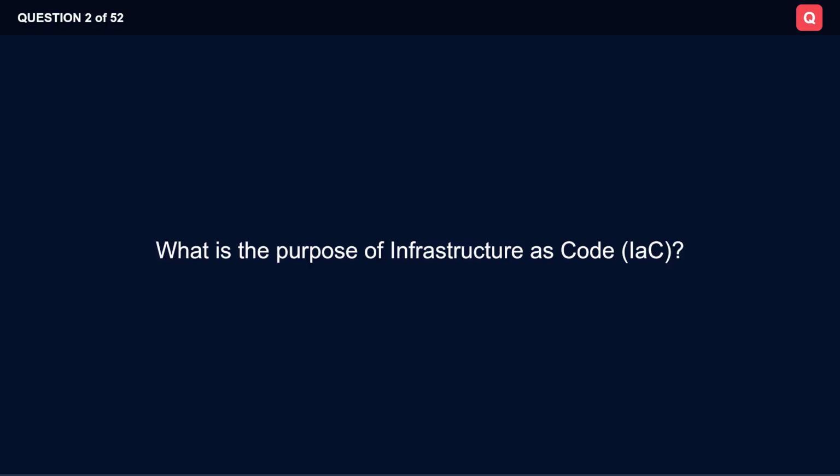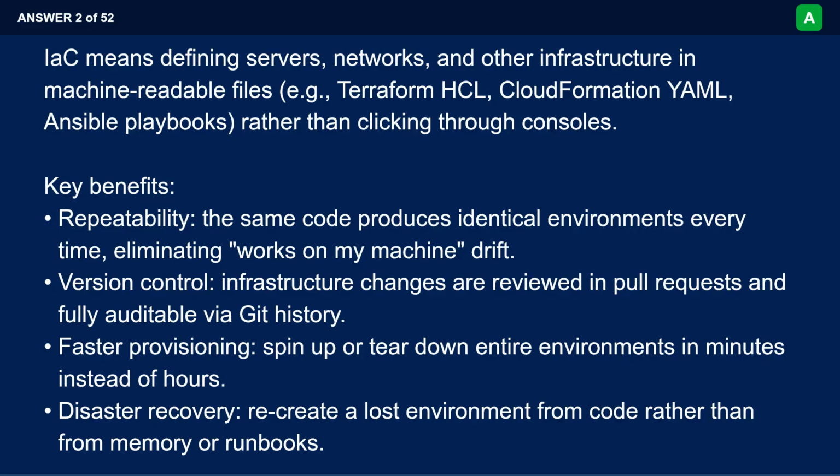What is the purpose of infrastructure as code, IaC? IaC means defining servers, networks, and other infrastructure in machine-readable files. For example, Terraform HCL, CloudFormation YAML, Ansible playbooks, rather than clicking through consoles.